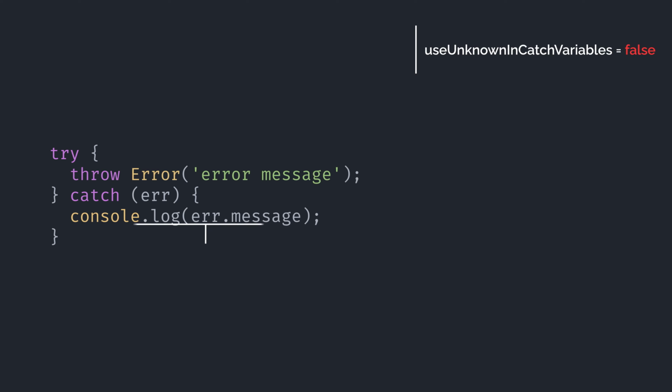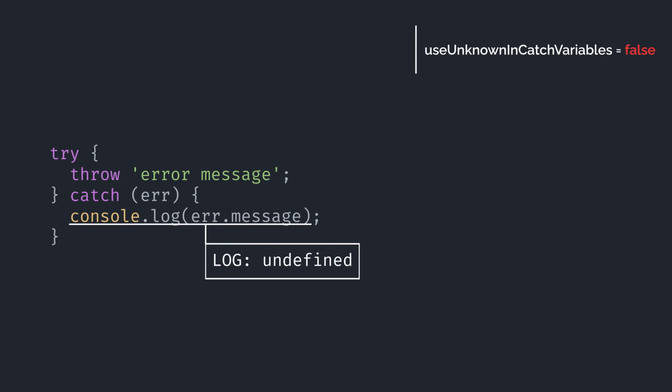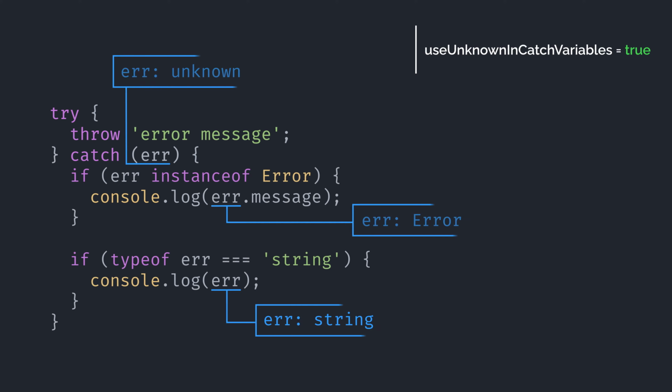For example, it's fairly common to expect that our catch variable will be an instance of error, but that's not always the case. JavaScript allows us to throw anything we want. We might throw a string instead of an error. That becomes problematic when we try to access properties that only exist in an error, such as message. TypeScript will let you do whatever you want, because by default, catch variables are typed as any. But if we enable this flag, that code will break, because TypeScript will type catch variables as unknown, forcing us to type check that our variable is indeed an error instance before accessing the message property.